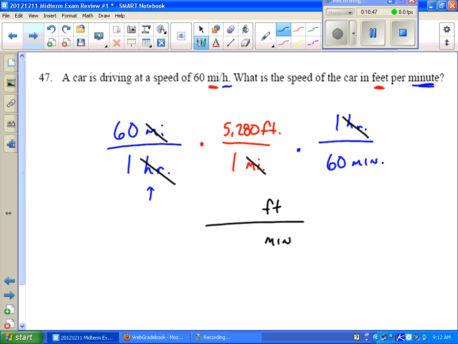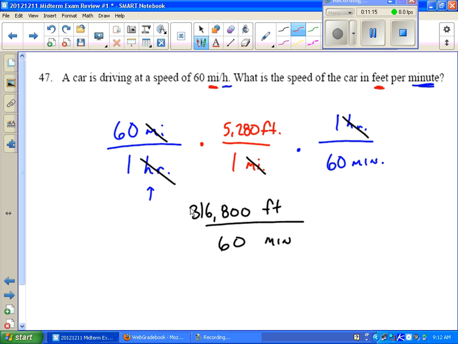Okay, so if you multiply straight across, we'll do the bottom one first. 1 times 1 times 1 is 60 minutes. That's a simple one. 60 minutes. And if you multiply 60 times 5,280 times 1, you get 316,800. So 316,800 feet in 60 minutes, but it's per 1 minute. That's what you're looking for.